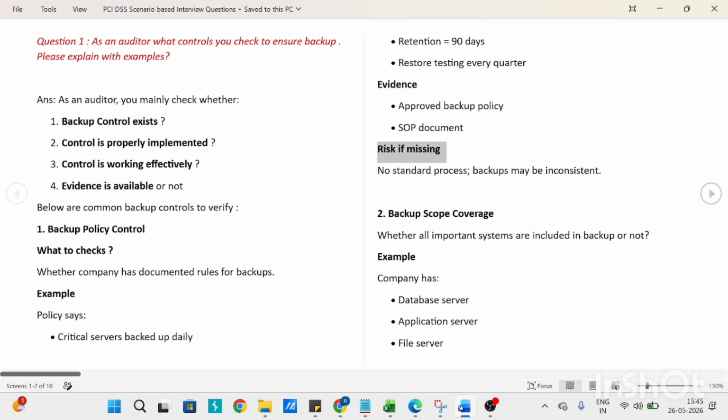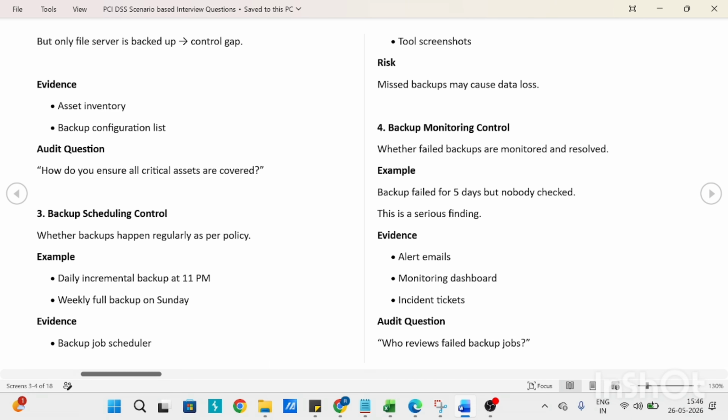Second, backup scope coverage, meaning what applications and databases are covered in backup. You need to check whether all important systems are included in backup or not. Example, a company is saying that they have databases, applications, and file servers. So you observe that only file servers are backed up, not databases, not applications. So these are the control gaps.